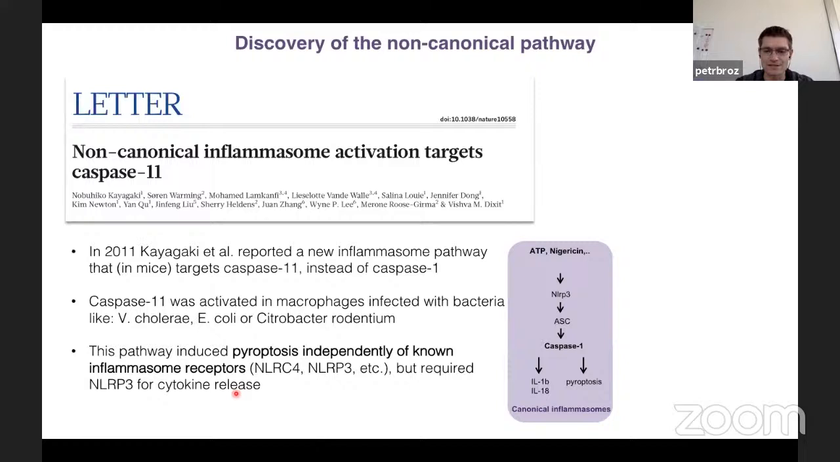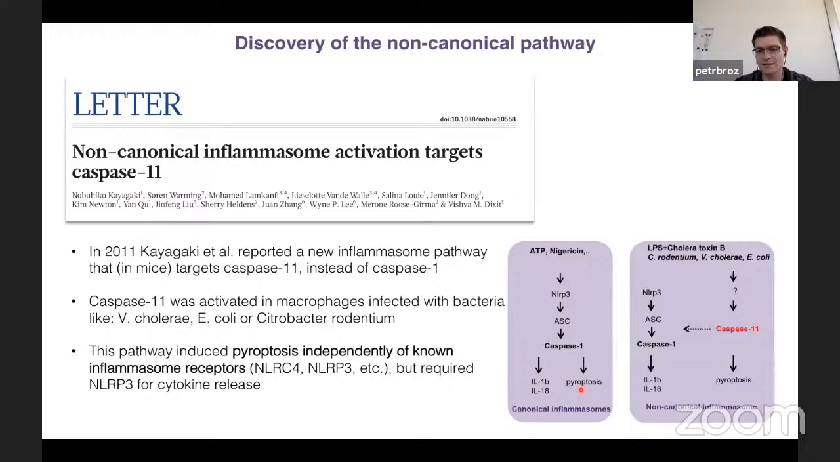So this is a little bit like the canonical NLRP3 inflammasome, where different activators like ATP or nigericin can trigger it. So we have NLRP3 that activates caspase-1 through ASC, resulting in IL-1 beta release and pyroptosis. And in this new pathway that was reported at that time, we would have bacteria activating caspase-11, and then caspase-11 somehow activating NLRP3 to make IL-1 beta release, but caspase-11 by itself causing pyroptosis. So the details were not entirely clear in that paper at that time, but were beginning to emerge.